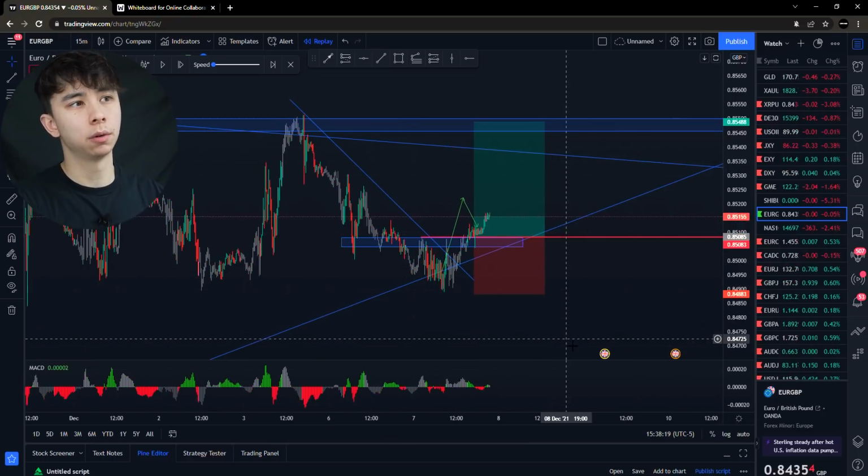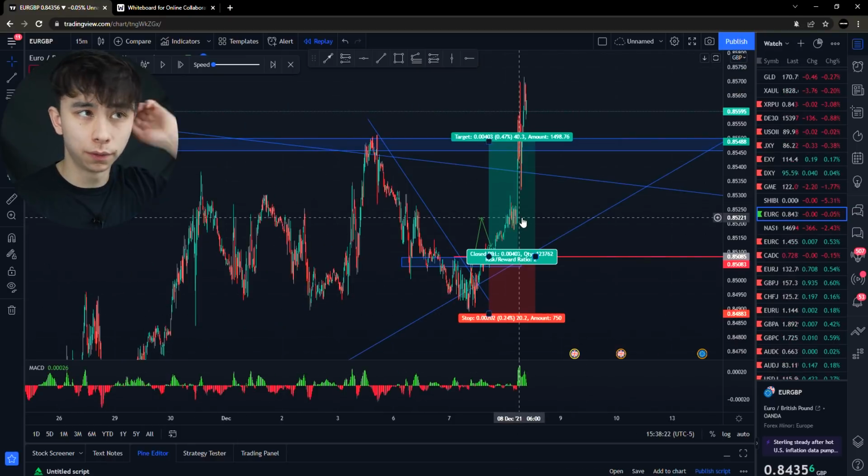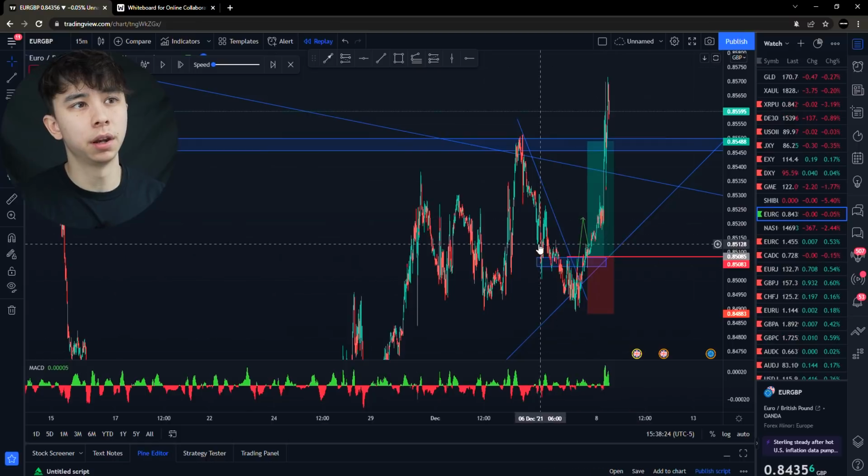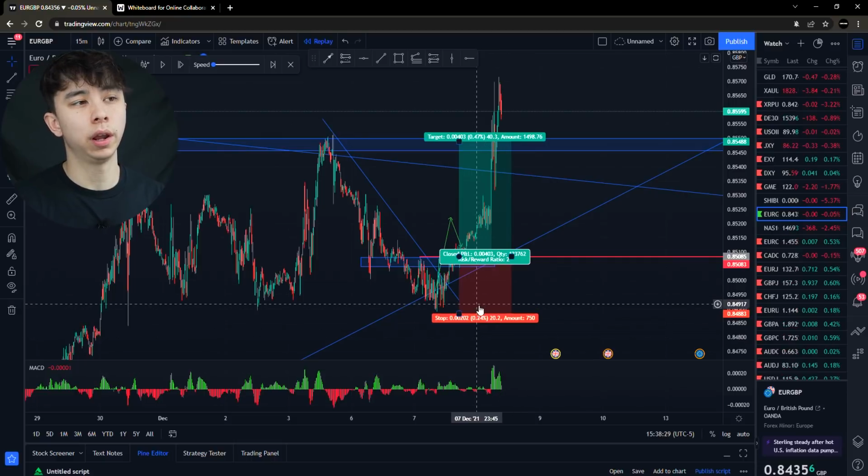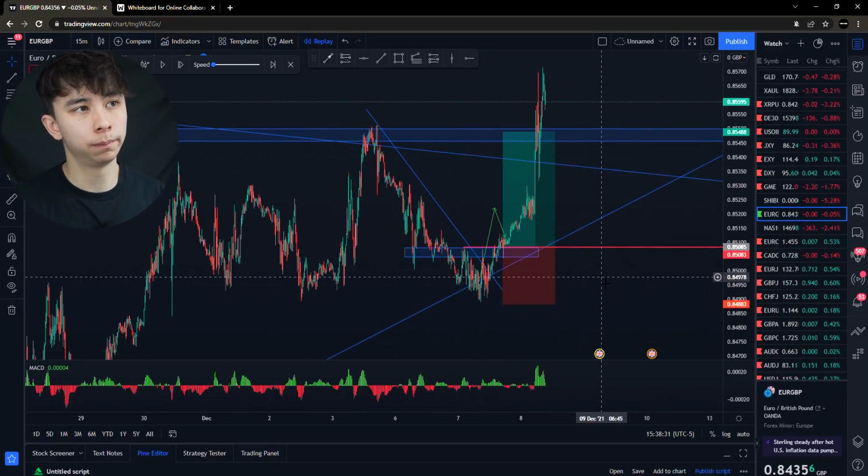If we let this trade play out, as you can see, it runs out straight into our take profit, and that'll be a nice 1 to 2 risk to reward ratio. So this is actually how I used to trade. I used to always set my stop loss below.